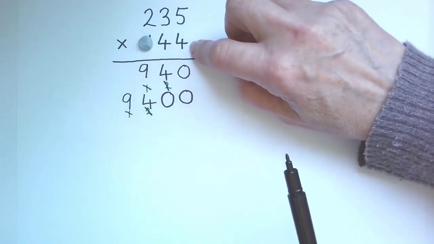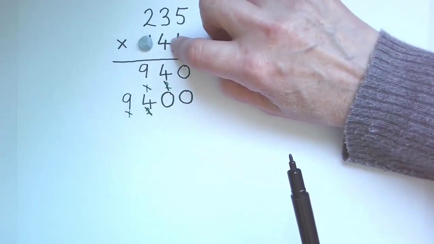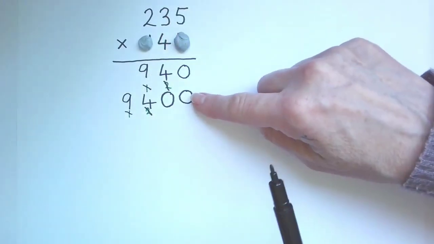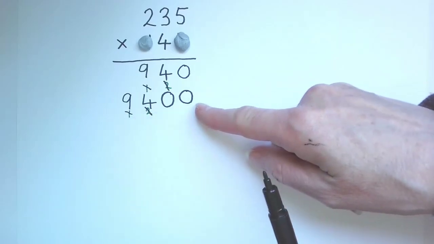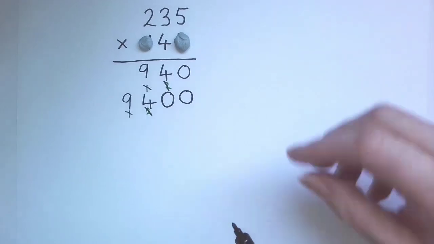So I've got the same answer, but it's just shifted along. And that's because I multiplied by 4 in my ones column, and then I multiplied by 4 in my tens column. So my answers are identical, apart from the fact that my second answer is 10 times larger. It's shifted along one place value place.